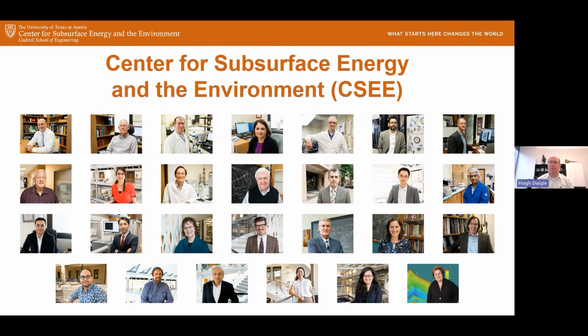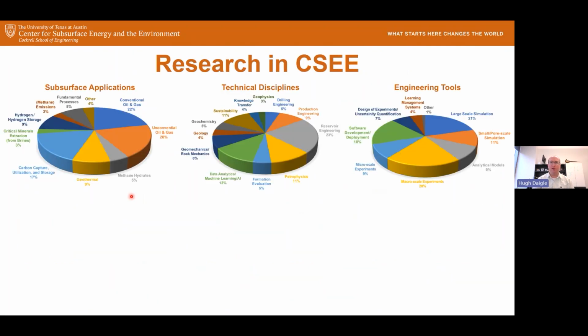A little bit of background about our center. We are a group of 27 researchers here at UT who do work on all aspects of subsurface and environmental energy science. We have a broad range of research topics, including conventional oil and gas, but also unconventionals, carbon capture, utilization, and storage, methane emissions, geothermal energy, and gas hydrates, to name a few.